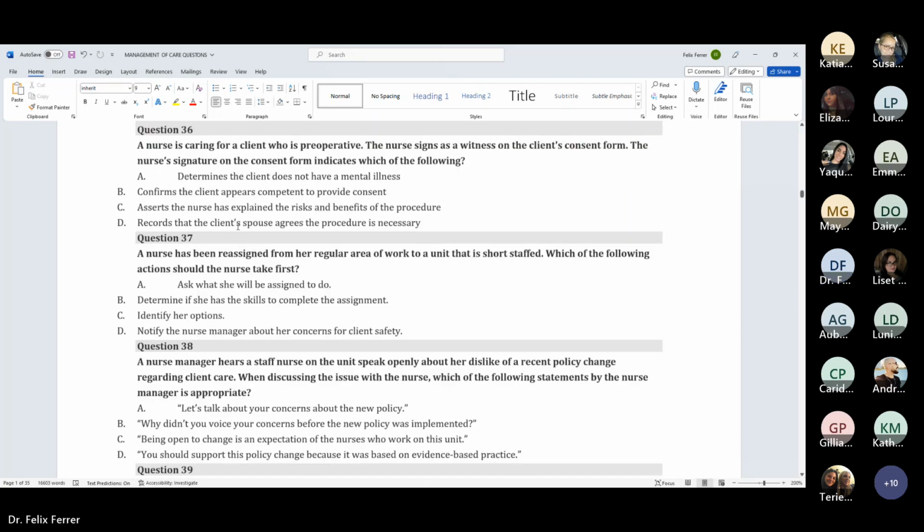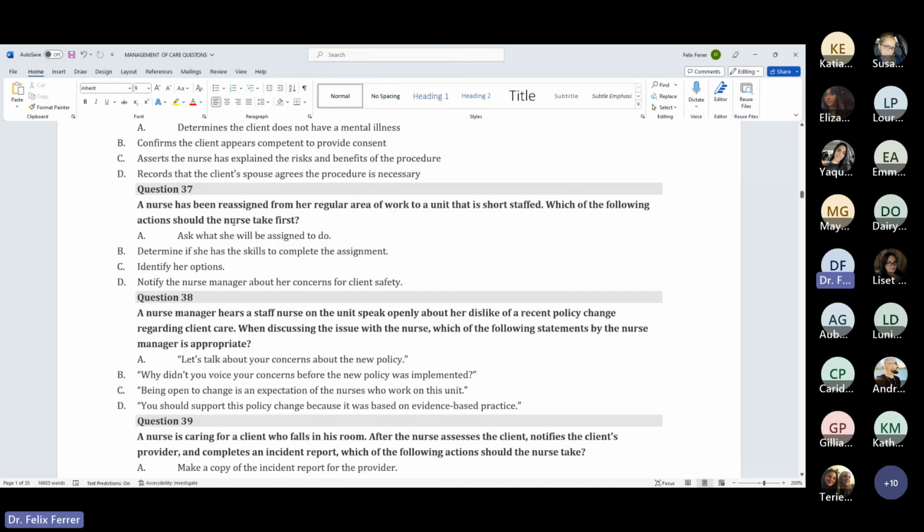Really good. A nurse has been reassigned from her regular area of work to a unit that is short staffed. Which of the following actions should the nurse take first? A. Very good.